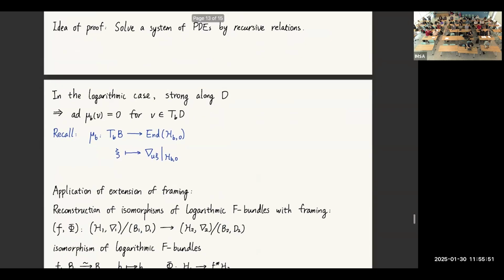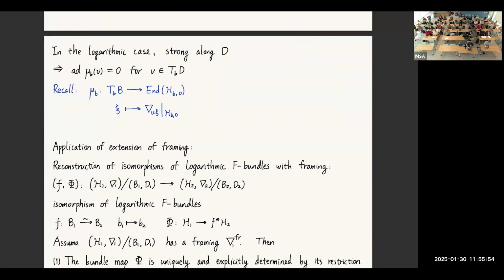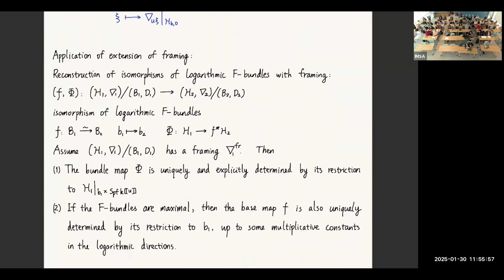Okay. So this extension of framing can be used to get reconstruction of isomorphism of logarithmic F-bundles with framing. When we have an isomorphism of logarithmic F-bundles, assuming that one has framing, then we can reconstruct both the bundle map and also the map on the base uniquely and recursively from the extension of framing proof.